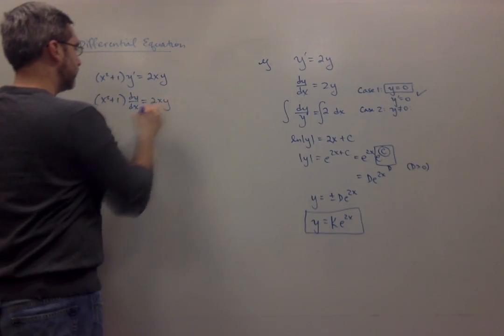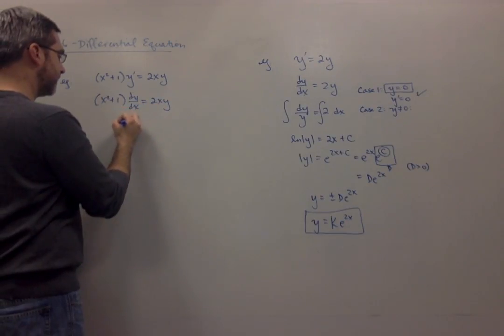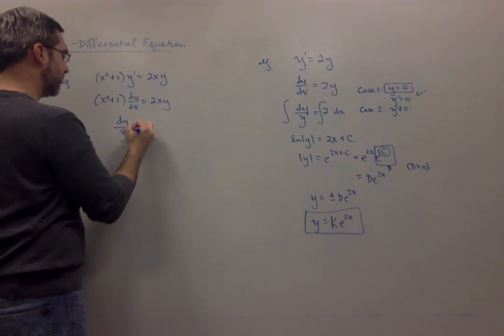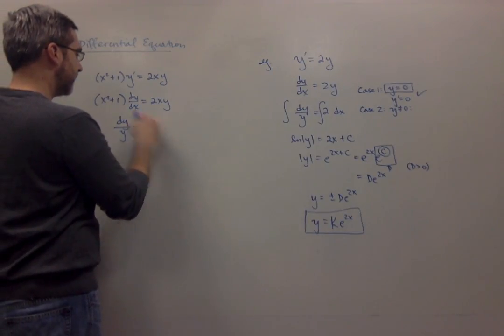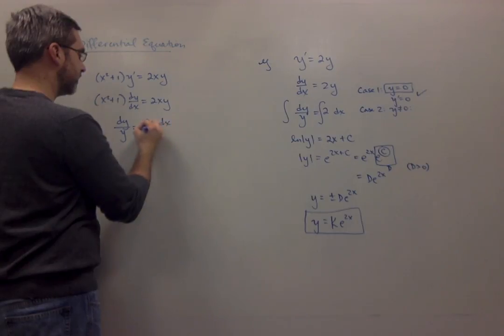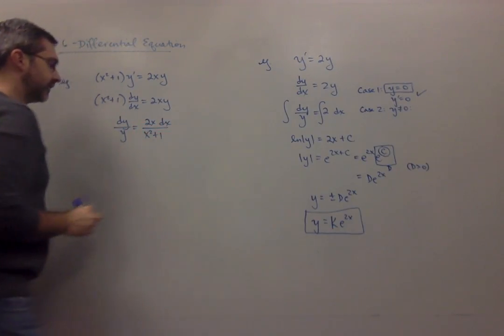And let's try putting all the y's on this side. So if I put the y on this side, I still have my dy, but the y is going to be on the bottom. If I put all my x's over here, I still have my 2x. I'm going to stick the dx over here. And on the bottom, I've got x squared plus 1. So again, yes, this is separable.